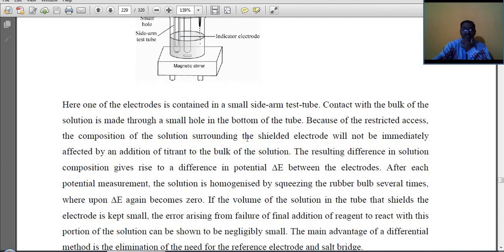Here one of the electrodes is contained in a small side arm test tube. Contact with the bulk of the solution is made through a small hole in the bottom of the tube. Because of the restricted access, the composition of the solution surrounding the shielded electrode will not be immediately affected by an addition of titrant to the bulk of the solution. The resulting difference in solution composition gives rise to a difference in potential, delta E, between the electrodes.